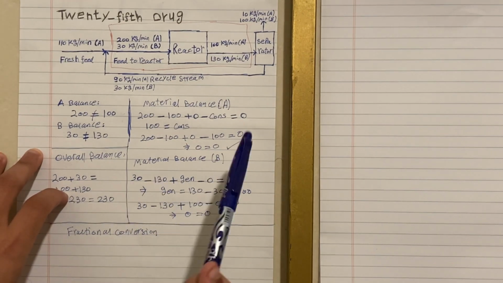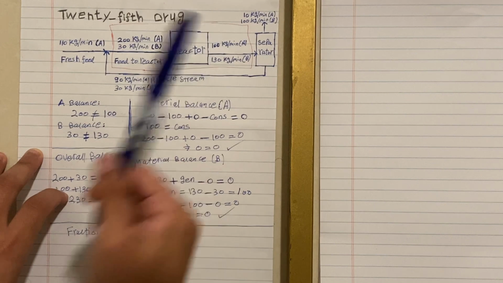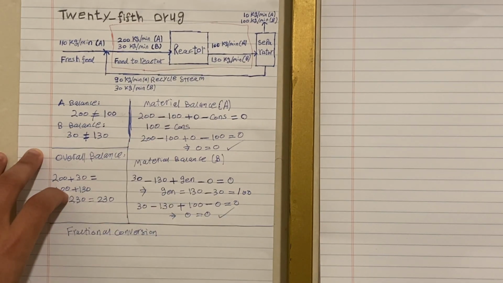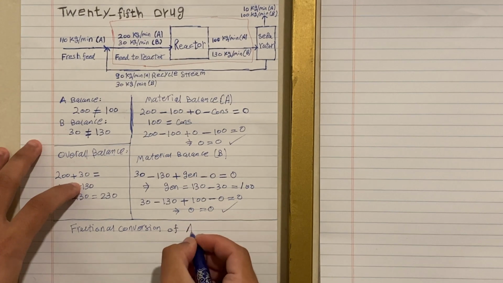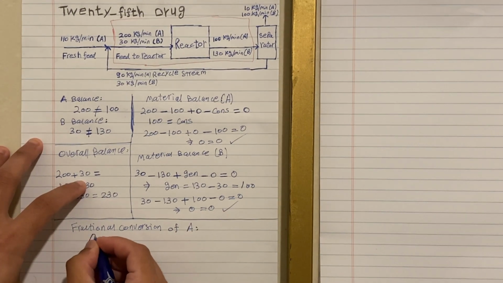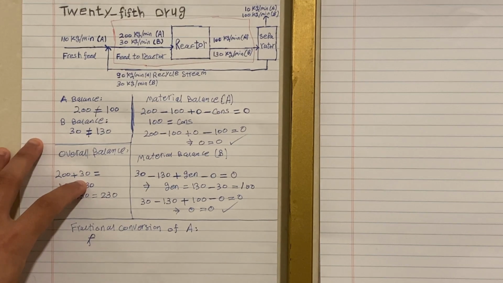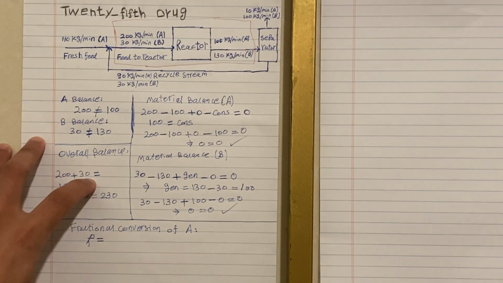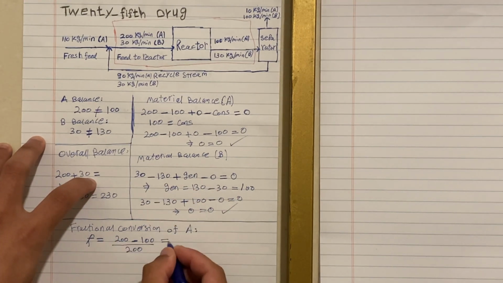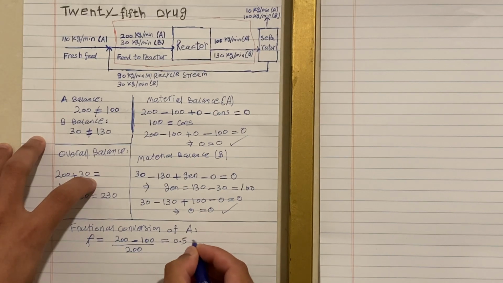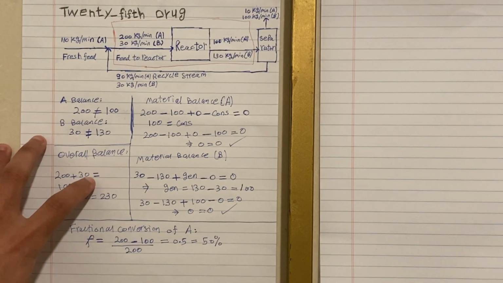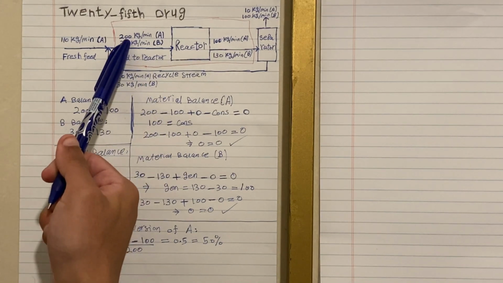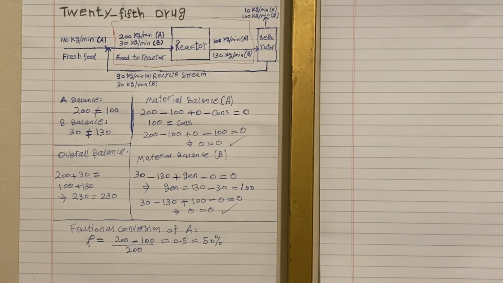That is, it's very hard to completely make this 200 be 0 at the end when it is leaving the reactor. Fractional conversion of A, if you want to find it, we call it F. In other courses you will see it is X. In chemical reaction engineering it will equal the flow that was fed to the reactor, which is in this case 200, minus the flow that left, which is 100, divided by what was entering the reactor, which is again 200. And the answer, you will see that it is 0.5, or in other words, 50%, which means 50% of the 200 left the reactor.